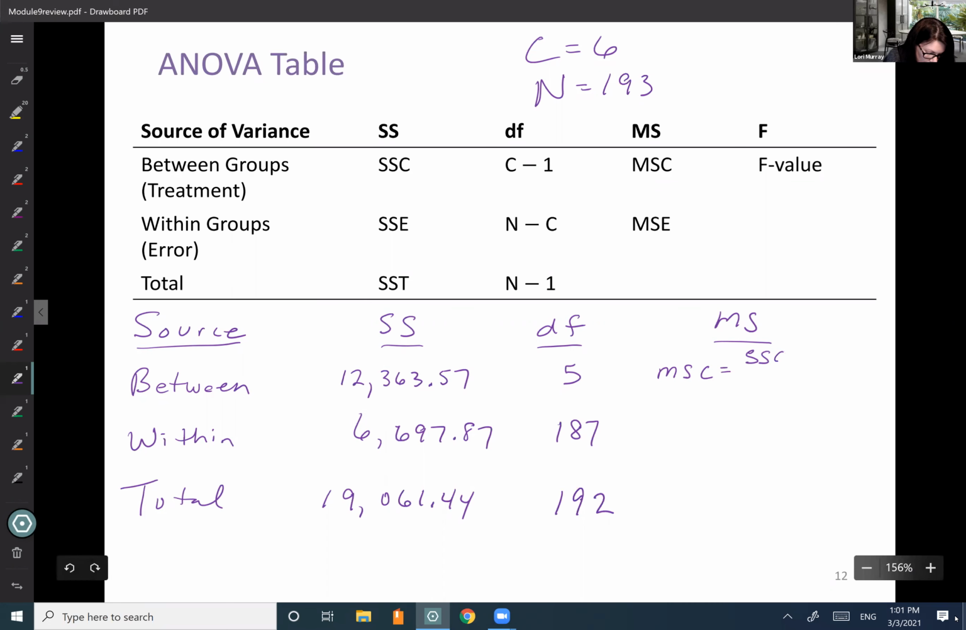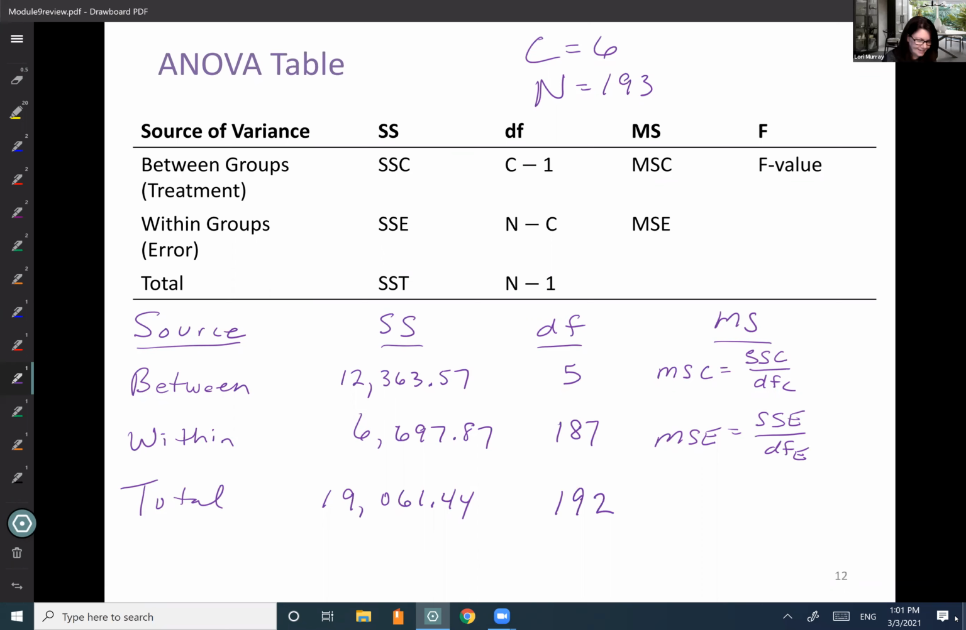And then for the MSC, that's going to equal the sum of the squares for the between divided by the degrees of freedom for the between. And the MSE is going to equal the sum of the squares for the error divided by the degrees of freedom associated with the error. And that's why we put this in a table, so that it's easy to keep track, because we're using all the values as we go from left to right to finally get the F value.